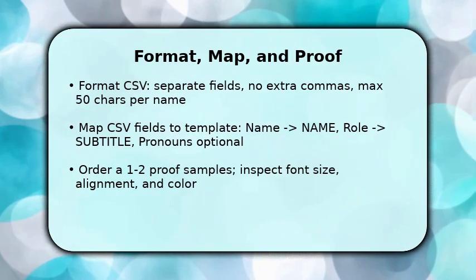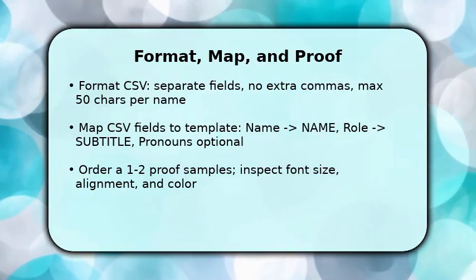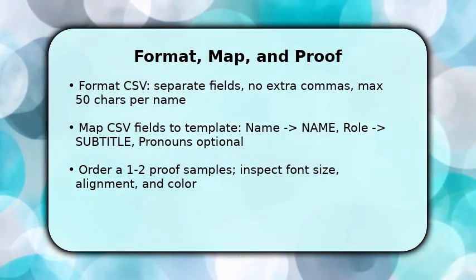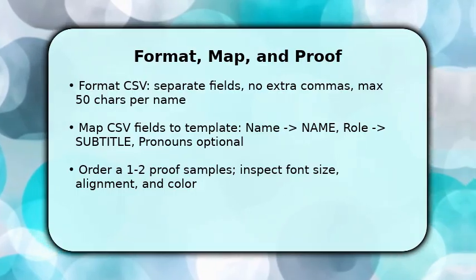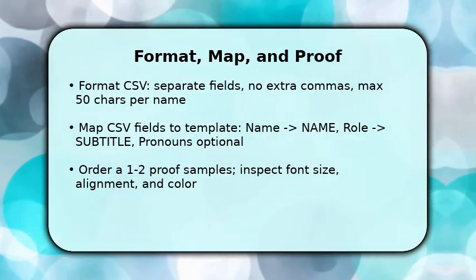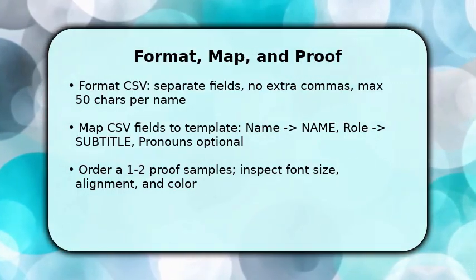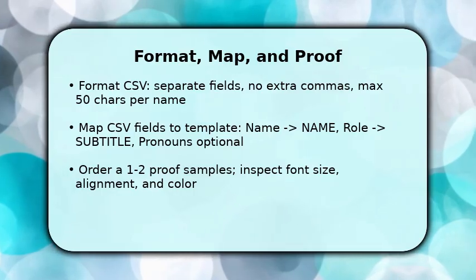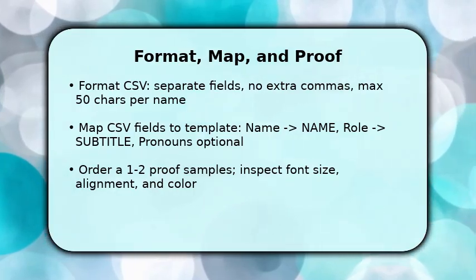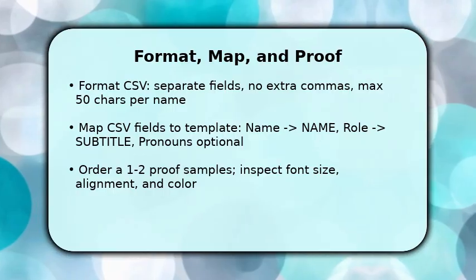Next, you prepare the data and confirm exactly how it will appear. Clean the CSV, remove stray commas, trim whitespace, and limit names to about 50 characters so text fits. Then upload and map fields in the portal, map first plus last to the name slot, and role to the subtitle so tags are readable at a glance.